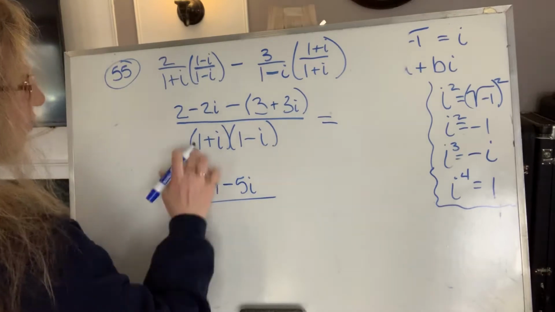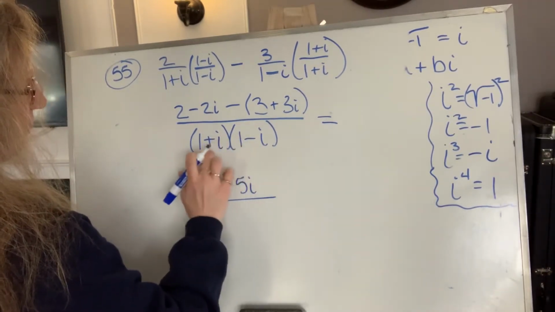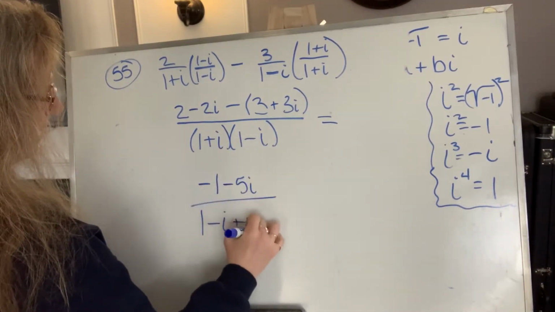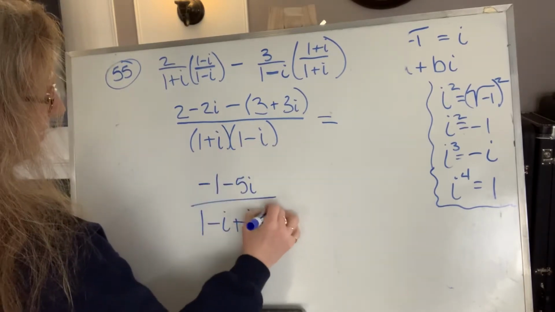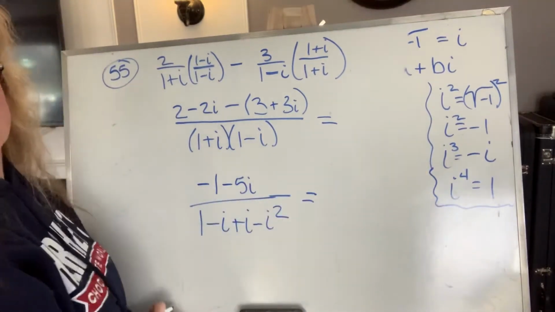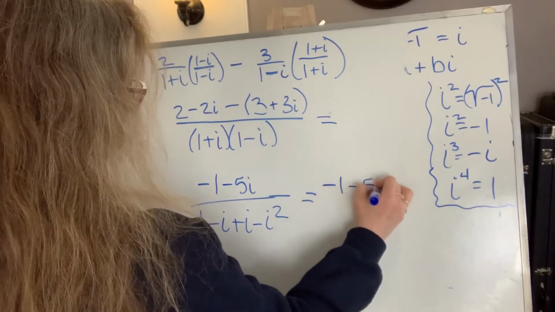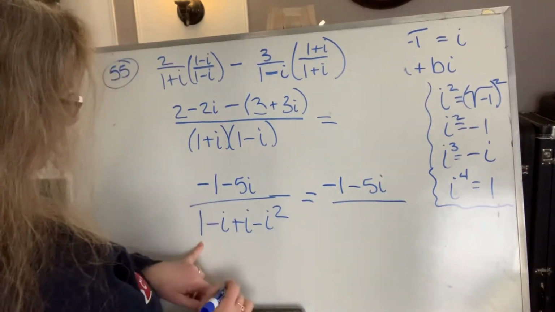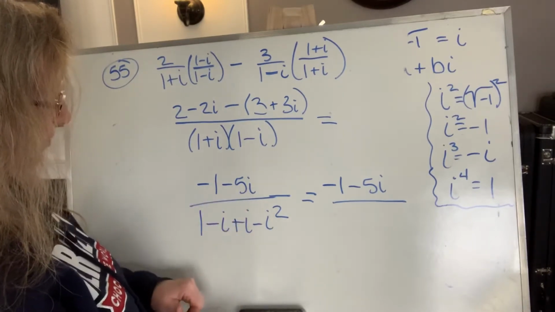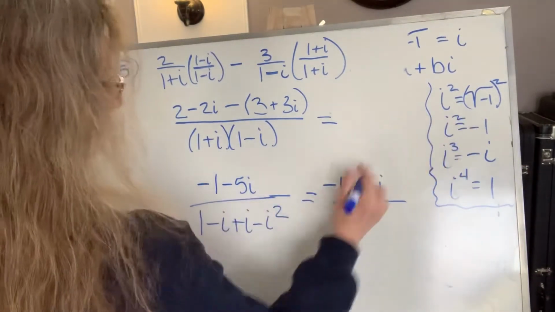Negative 2i minus 3i is minus 5i. When I do my foiling on the bottom, 1 times 1 is 1, then the outer term minus i, plus i, minus i squared. We remember that i squared is negative 1, so I'll be able to take care of that. So I have negative 1 minus 5i on top. Negative i plus i is 0, so I get rid of the i's. 1 minus i squared is negative 1.